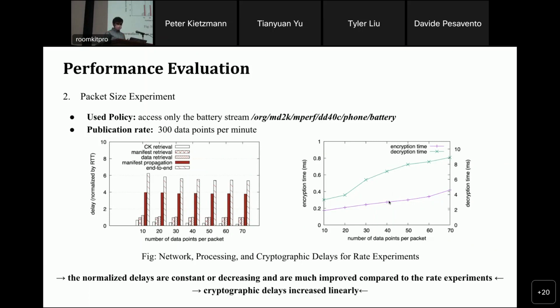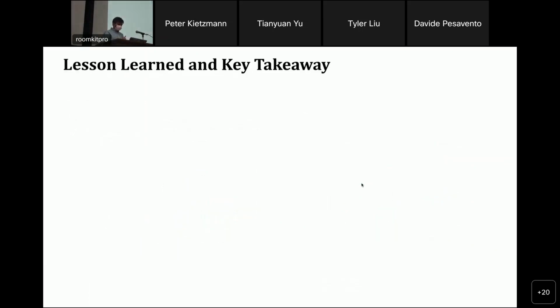And then the cryptographic delays increase because we are increasing the packet size, since we are putting more data points into a single packet. So that's why they obviously increase.